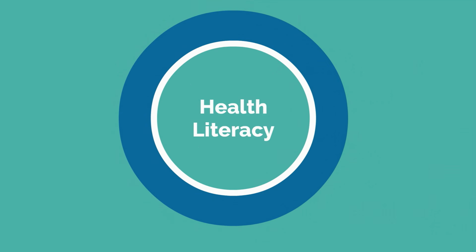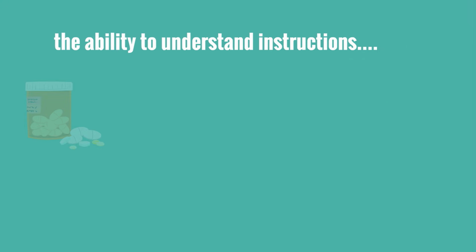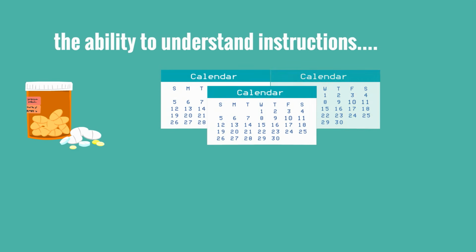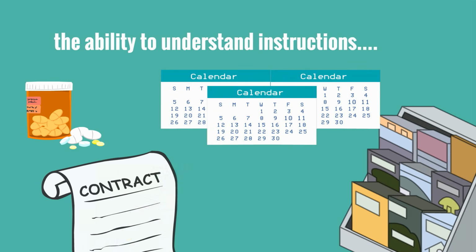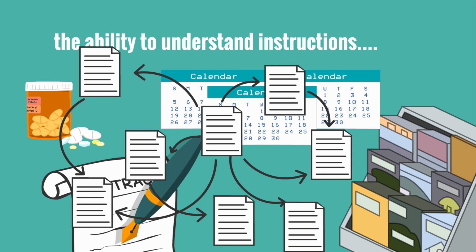When we discuss a patient's adherence to recommended screening measures, it is important to think about health literacy. This is the ability to understand instructions on prescription drug bottles, appointment slips, patient education brochures, consent forms, and the ability to negotiate complex healthcare systems.